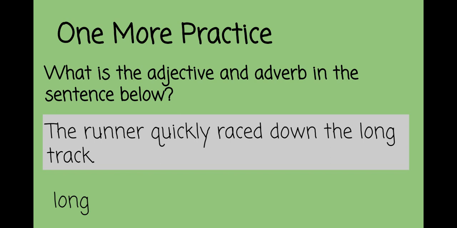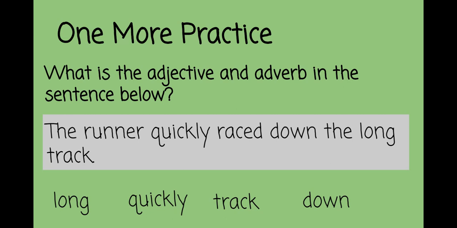Long, quickly, track, down. Let's look at the adjective first. Remember, the adjective describes the noun. And we said the nouns were the track and the runner. The sentence doesn't really say anything about the runner. It said how the runner ran. So that's the verb, and we go into our adverb. How did the runner run? Or how did he race? He raced quickly. So quickly will be my adverb. That is how he ran. That is the verb. He raced quickly would be the adverb.